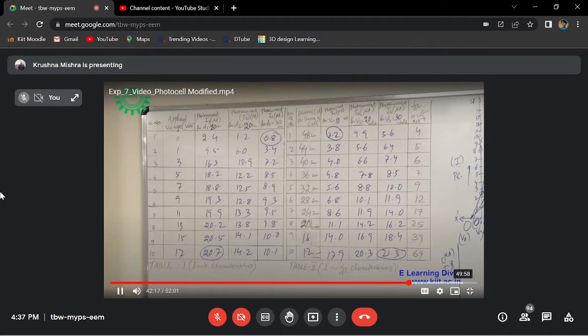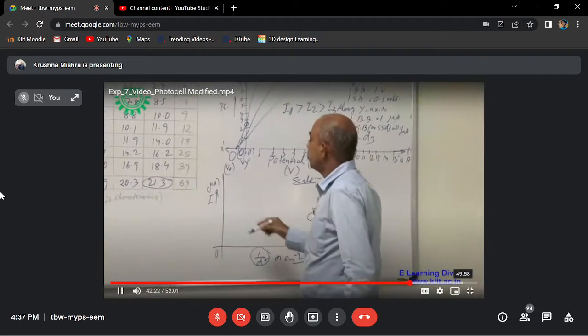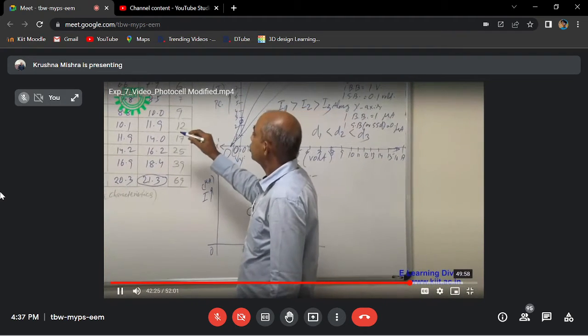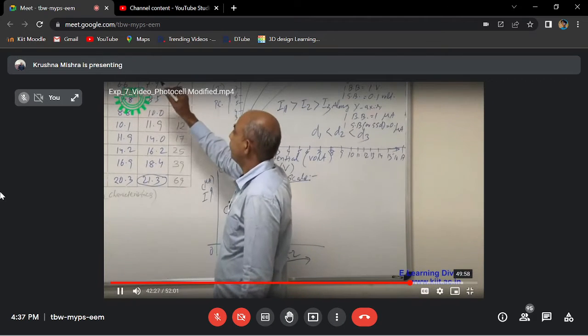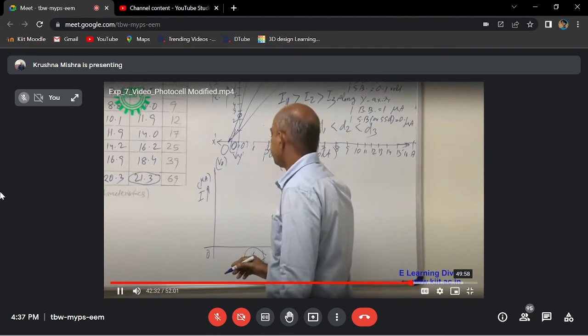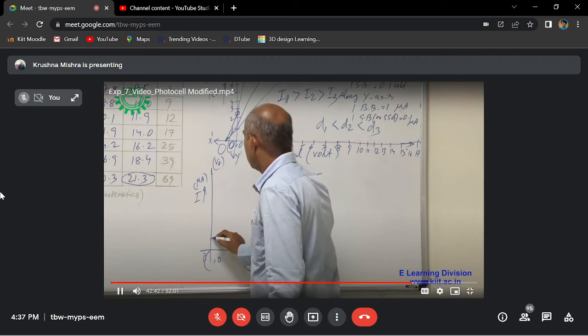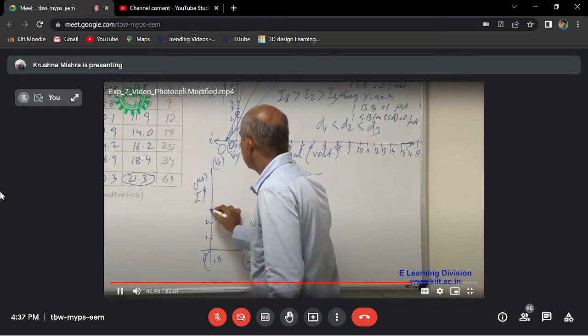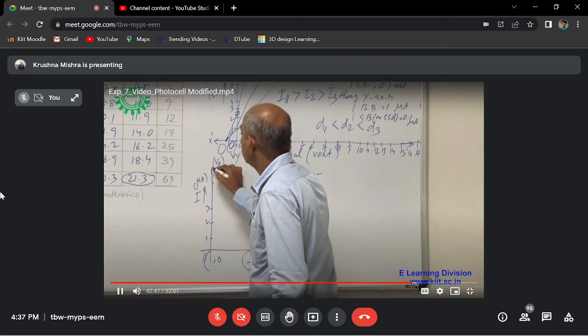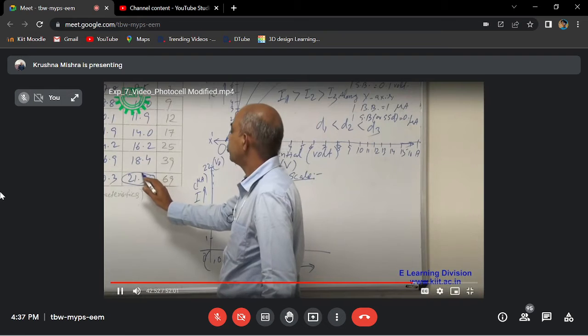So 1 by d square in cm minus 2 is taken along the x-axis and photocurrent is taken along the y-axis. Here we can choose a scale. The minimum value is 3.2, so we can start here. If we start photocurrent at 0, then 1, 2, 3, in this way we will proceed up to 22, because the maximum value of photocurrent is 21.3.